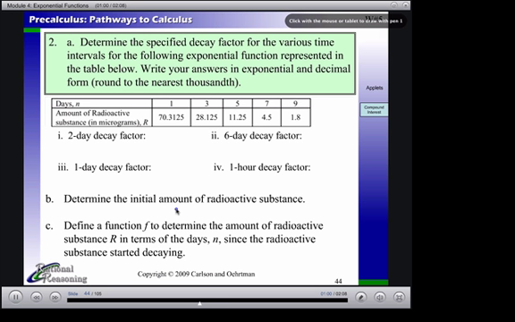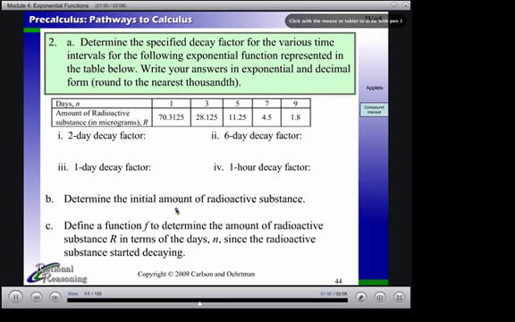Okay, number 2. So let me leave it up to you. We don't have time to talk through the whole rest of the worksheet, so I'll take it by request here. Two, 3, or 4? 2. Okay. So the first thing is the 2-day decay factor.